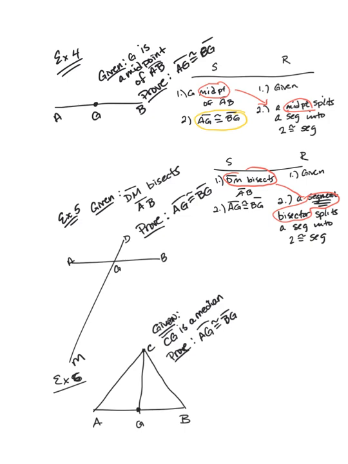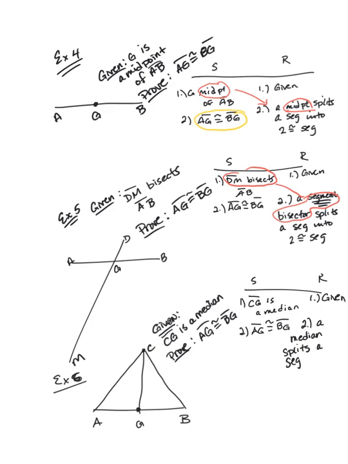Let's take a look at the last one. So my statement is that CG is a median. Given. I want to prove AG is congruent to BG. So my reason would be a median splits a segment into two congruent segments.